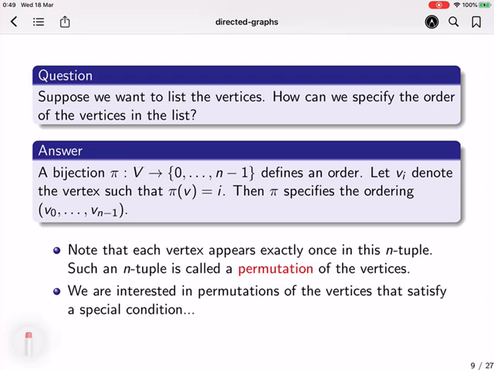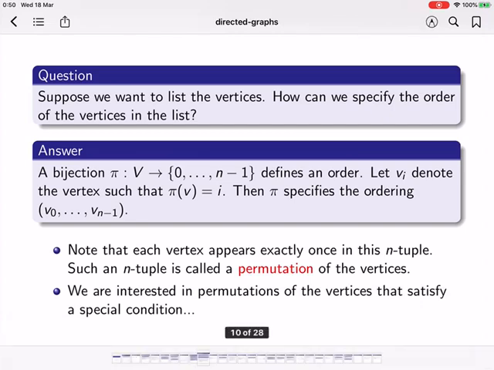Now, why does this define an order? Because we can think of Vi as the vertex for which pi of V equals i. And now we can write the vertices V0, V1, V2, V3, up to Vn minus 1. So this bijection pi specifies an ordering over V. Now, every vertex appears exactly once in this n-tuple, V0 up to Vn minus 1, and such a tuple is often called a permutation of the vertices. And we are interested in permutations of the vertices that satisfy a special condition.